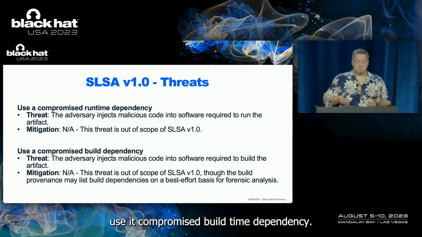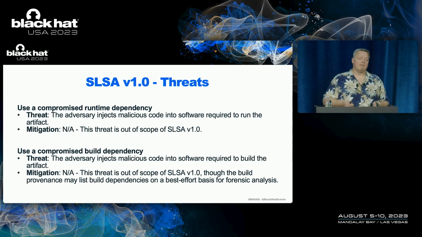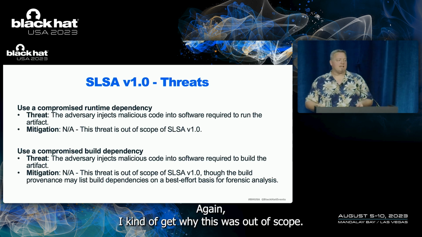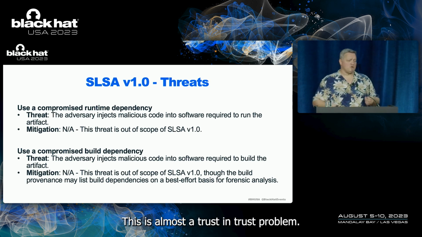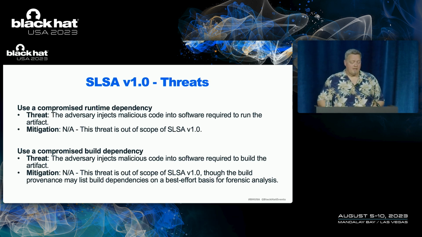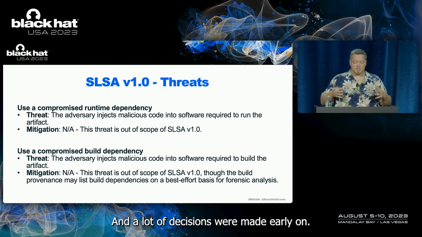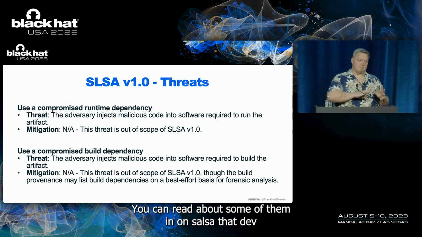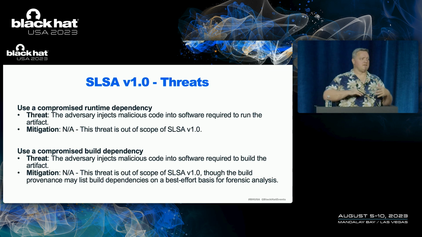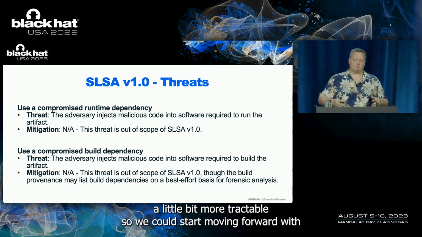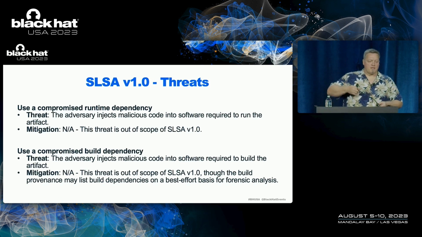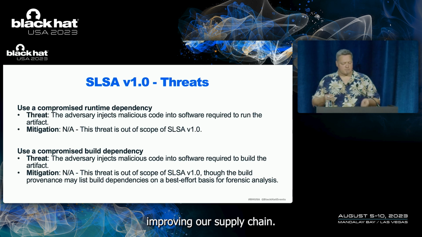Use a compromised build time dependency. Again, I kind of get why this was out of scope. I mean, this is actually a hard problem. This is almost the trusting trust problem. And a lot of decisions were made early on. You can read about some of them on slsa.dev. Some of the decisions were made to make the problem a little bit more tractable, so we could start moving forward with improving our supply chain.